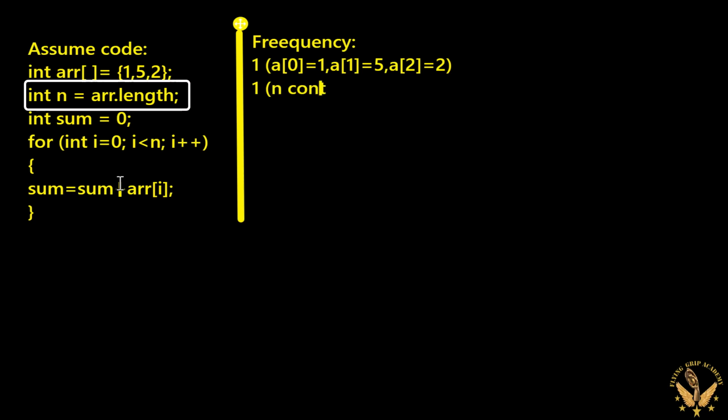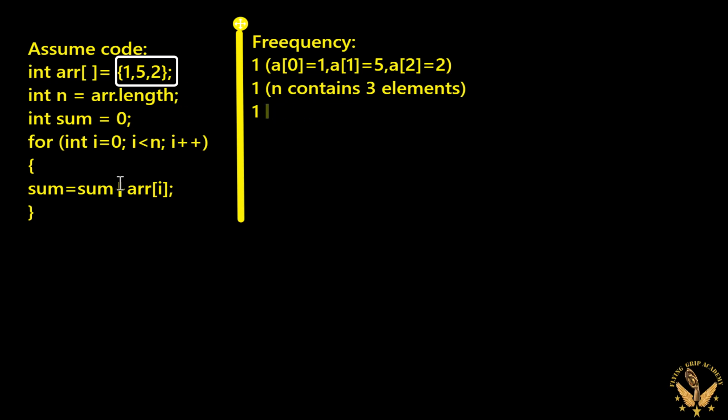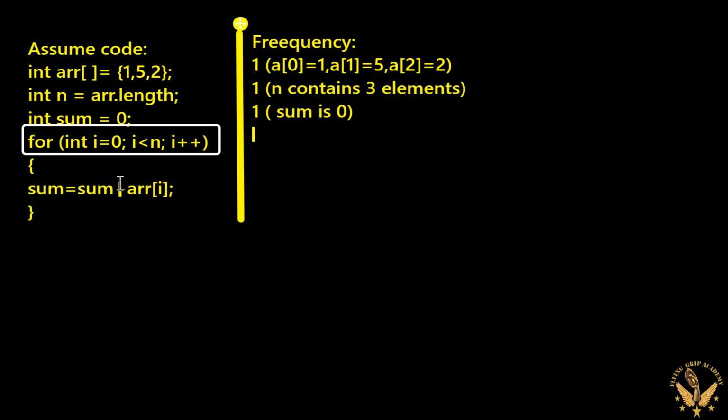The next one is int n equal to array dot length. The array contains 3 elements, indexes 0 to n minus 1, that is 0, 1 and 2, holding the elements 1, 5 and 2. Next, we have initialized sum equal to 0. It executes with a frequency of 1. Next, we declare the for loop. In the for loop we have initialization, condition check and increment or decrement. So it will be executing a total of 3 times.